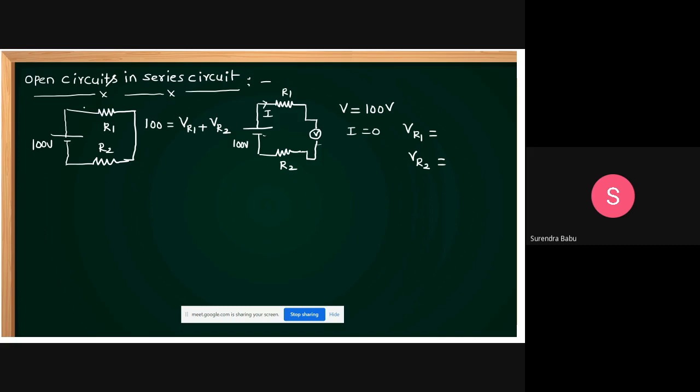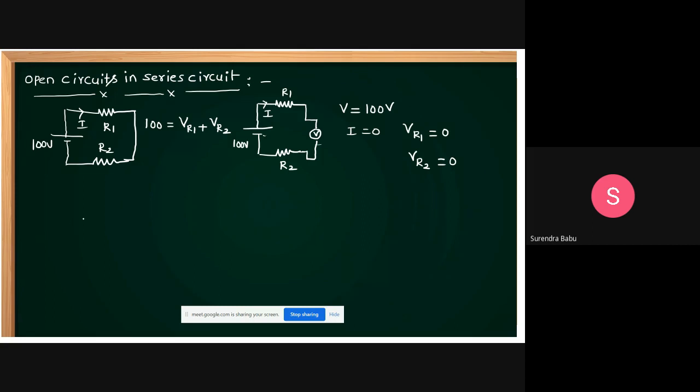In the actual circuit, current is flowing, but here I am making the open circuit. Open circuit means current is 0. Then VR1 is 0, VR2 is also 0. Why? There is no current, so where is the drop across the resistors? There is no drop across the resistors. That is VR1 equals 0, VR2 equals 0, but V is 100. Then KVL is satisfied. Yes, friends, these are the open circuits in series circuits.